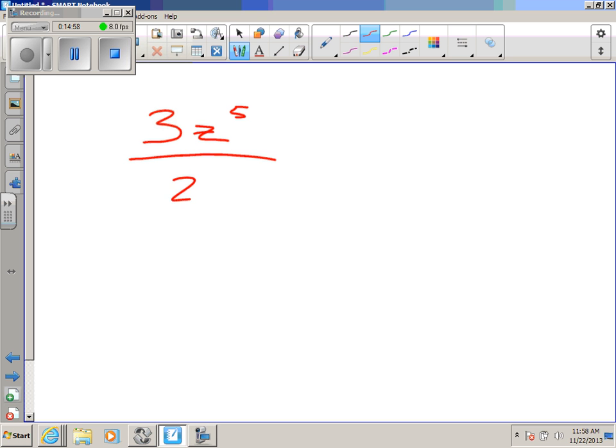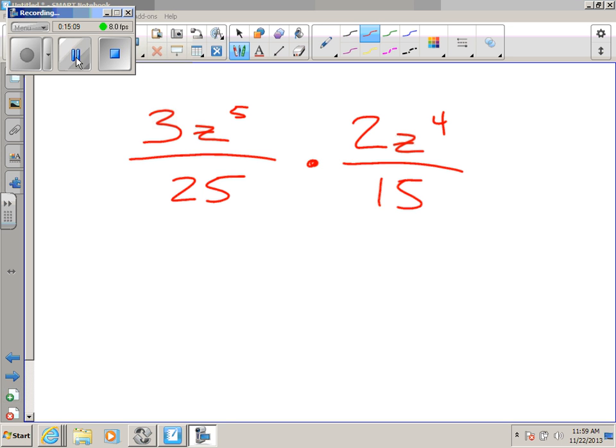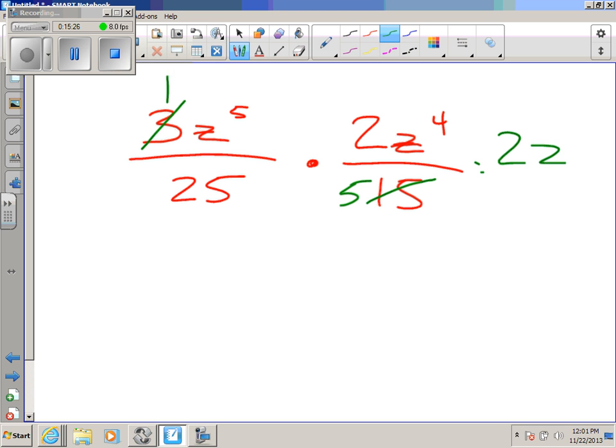3z to the 5th over 25 times 2z to the 4th over 15. Diagonally, 3 and 15. That's a 1. That's a 5. Any variables? No. 25 and 2. So 2z to the what? 4 and the 5 give you the 9. When you multiply them, you add them together. 25 times 5.